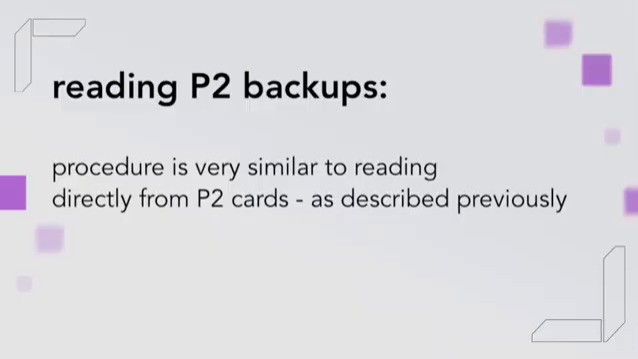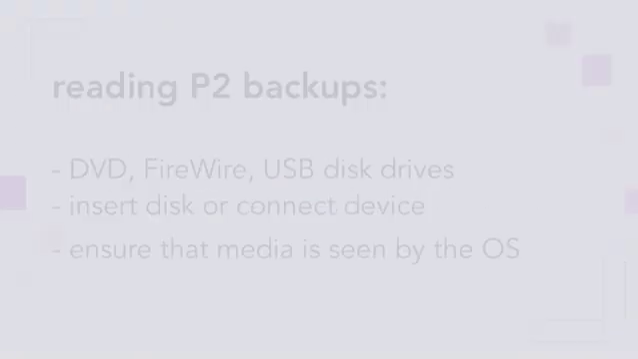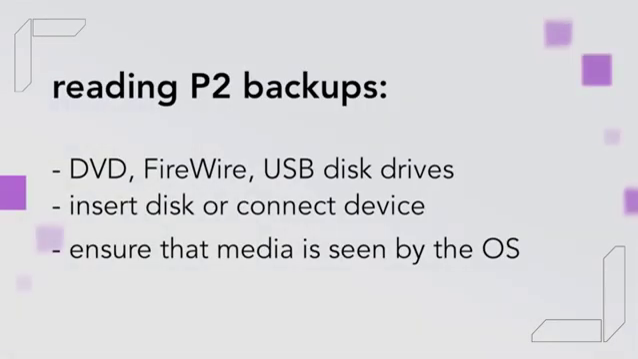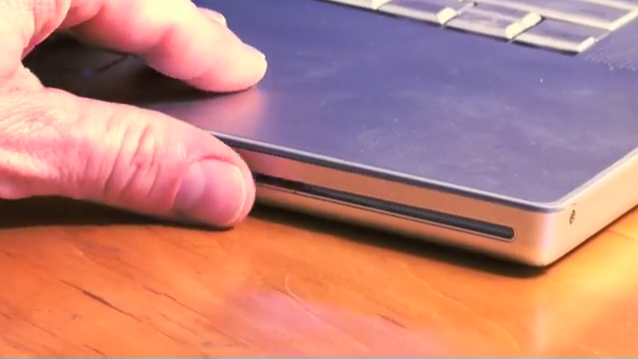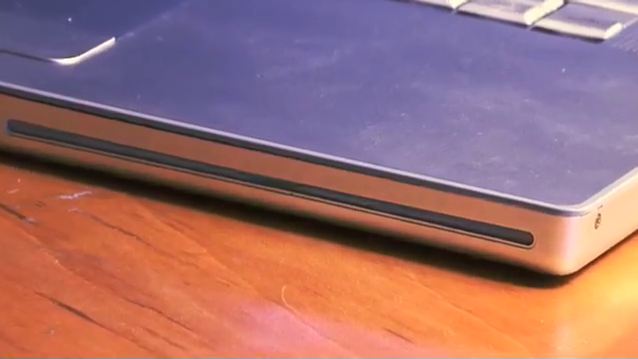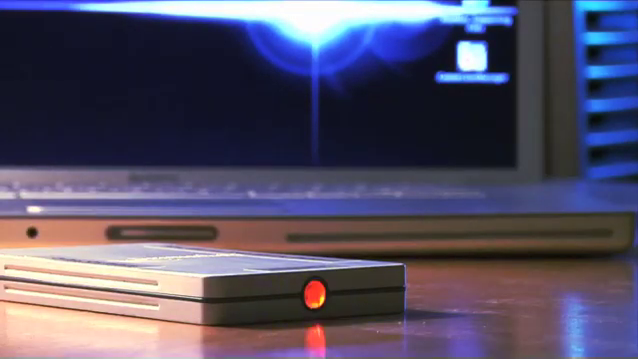Okay, now let's turn our attention to backups of P2 material. In order to access P2 material which has been backed up to optical disc, USB, or Firewire hard drives, you will first need to mount that device under the operating system. If using an optical disc, simply insert that disc into your DVD reader. If you're using a Firewire, USB, or some other type of hard disk, connect the hardware and ensure that the operating system recognizes the device.